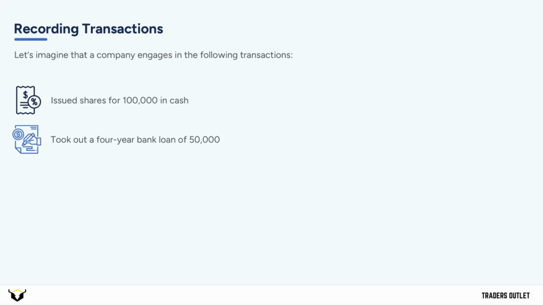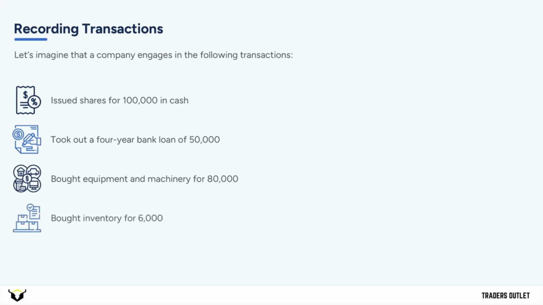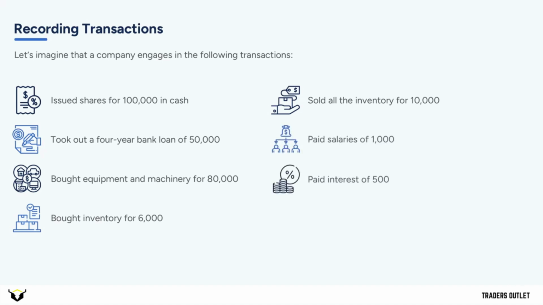Now, using that money, the company goes out and buys equipment and machinery for $80,000. The company also buys inventory for $6,000, but it then sells all the inventory for $10,000. Now, during the period, salaries of $1,000 are paid, and interest of $500 is also paid. So, how would each of these transactions be recorded in the accounting records?